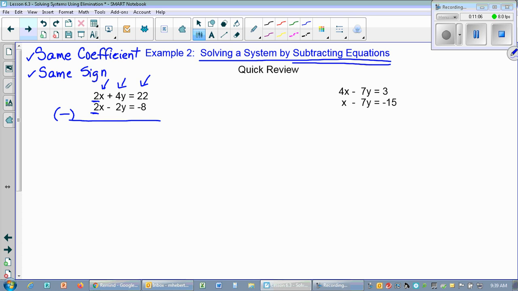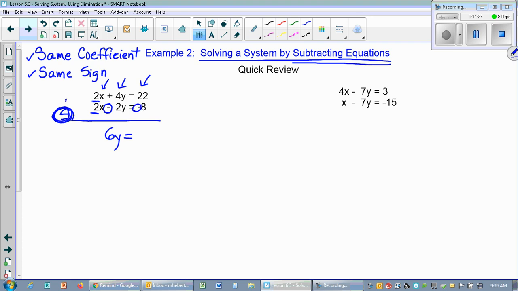So 2x's minus 2x's leave you with 0x. 4 minus a negative 2, a minus makes a positive. That is right. So now we have 4 plus 2, which is 6y, equals 22 minus negative 8.